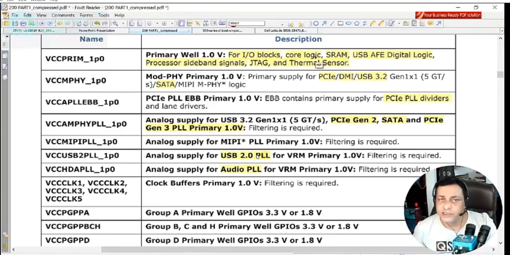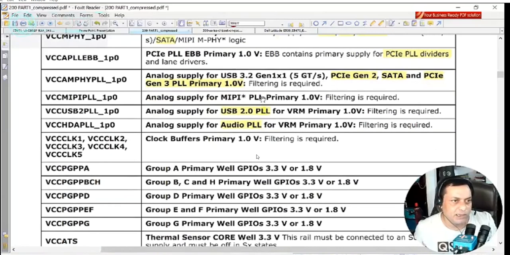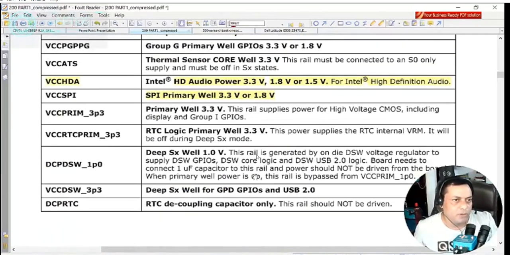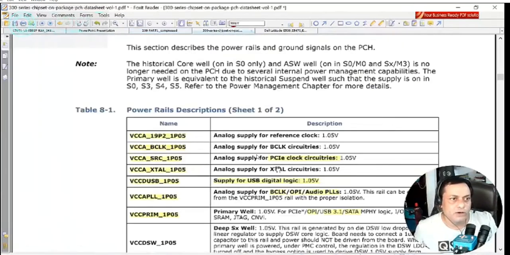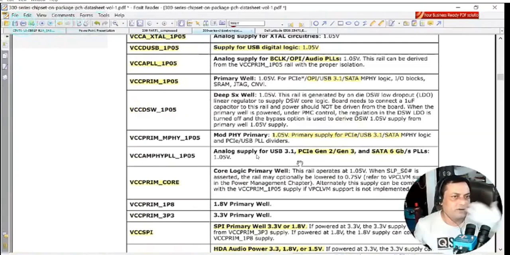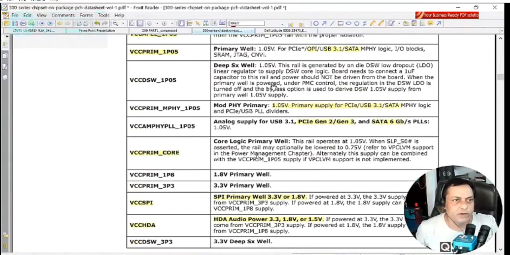Your ISH, the integrated sensing hub, is also a kind of memory. Your EDRAM is also a kind of memory. RTC has memory. So different types of OOBs, it would be written somewhere, I think. Let me show you. Now if you search in the PCH, there would be written OOB. OOB means out of band processors.